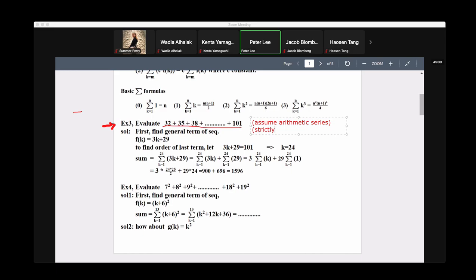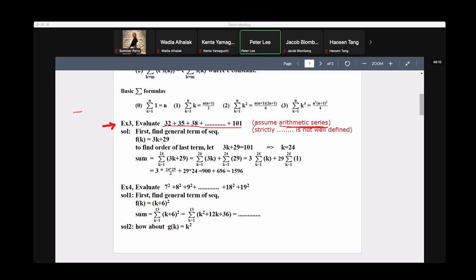Strictly speaking, if I give you a series like this, then I will tell you that it's an arithmetic sequence. This dot dot dot right here is not well defined. If you want to argue from the logical point of view, can you tell what this dot dot dot is? The answer is no. So if I give you a problem like this, that will be a problem mathematically. So on example 3, I will have to tell you that this is an arithmetic series. Then this will be fine.